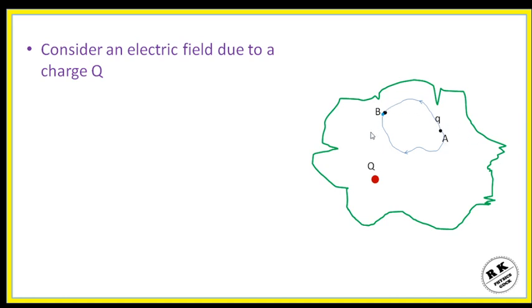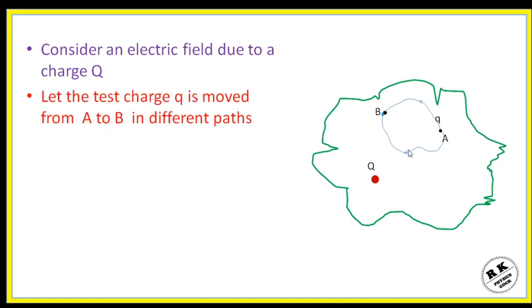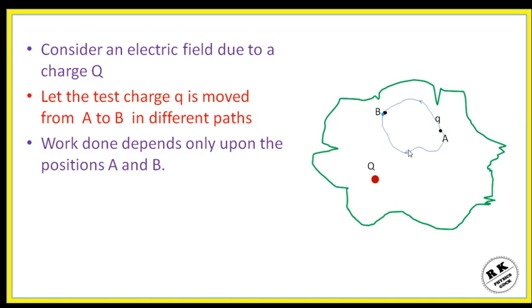What is happening here? There is an electric field set up by charge capital Q. There is a test charge q which is moving from point A to point B in two different paths. In this scenario, the work done depends only on A and B. In the case of the electric field we are discussing, the work done depends only on A and B, irrespective of path length and path followed.